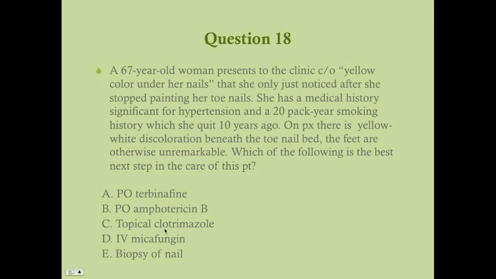A 67-year-old woman presents to the clinic complaining of yellow color under her nails that she only just noticed after she stopped painting her toenails. She has a medical history significant for hypertension and 20-pack year smoking history, which she quit 10 years ago. On physical exam, there is yellow-white discoloration beneath the toenail bed. The feet are otherwise unremarkable. Which of the following is the best next step in the care of this patient? A. PO terbinafine, B. PO amphotericin B, C. Topical clotrimazole, D. IV micafungin, or E. Biopsy of the nail.